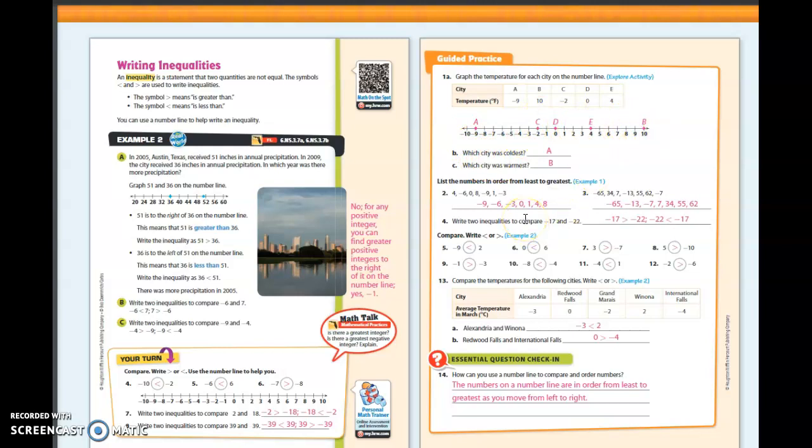You then have some more practice where you're ordering your numbers now, instead of from greatest to least, from least to greatest. That's why it's so important to pay attention to the details. And then again, practicing writing two inequalities to compare the numbers -17 and -22. We have some more practicing of writing greater than and less than with positive and negative numbers. Another activity where we're practicing with a chart and temperatures.